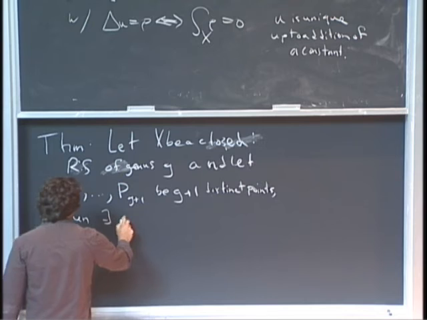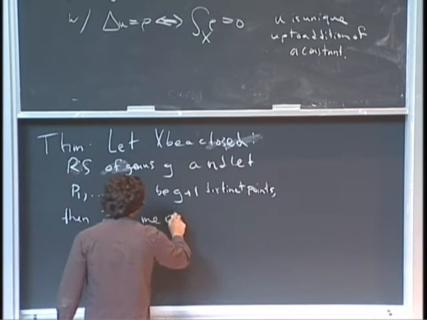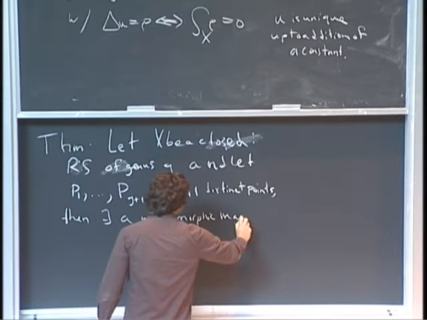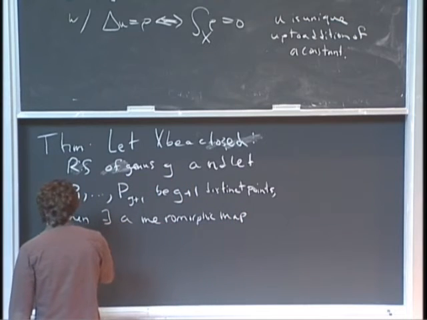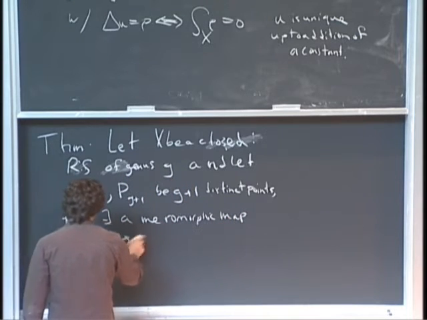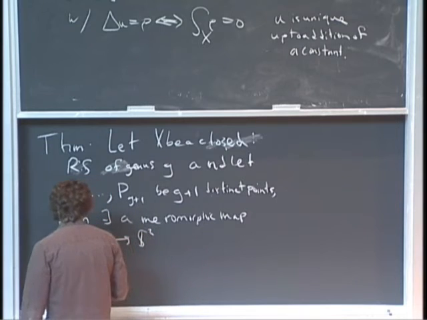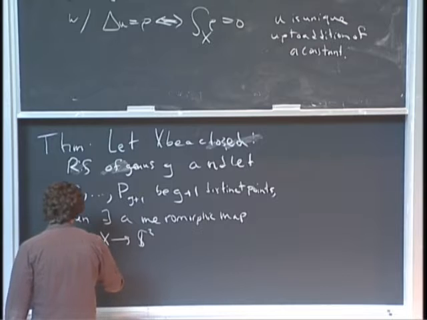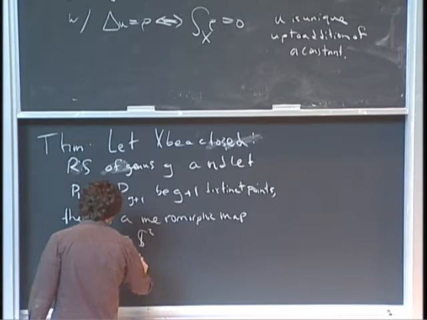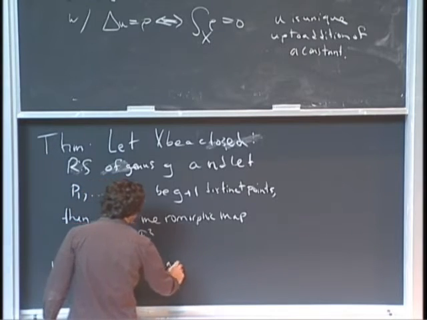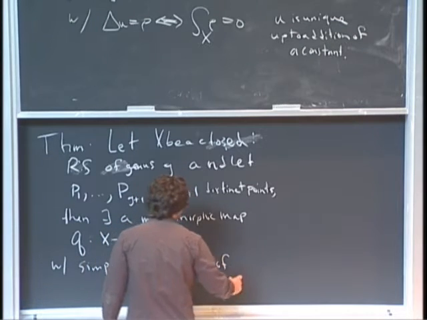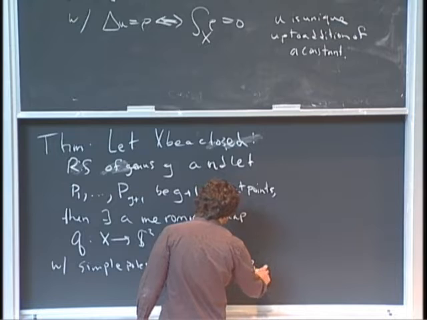Then there exists a meromorphic function, a map Q that takes X to S2, with simple poles on a subset of the P1.